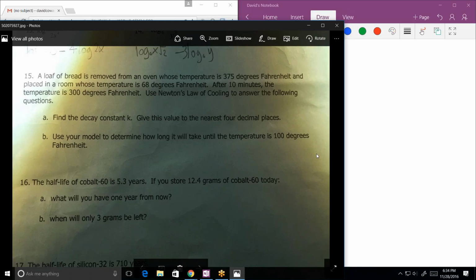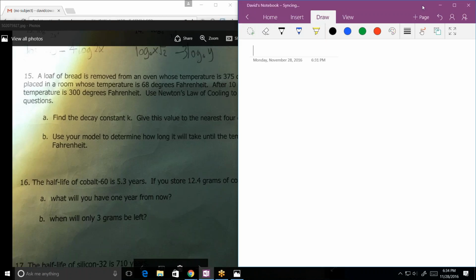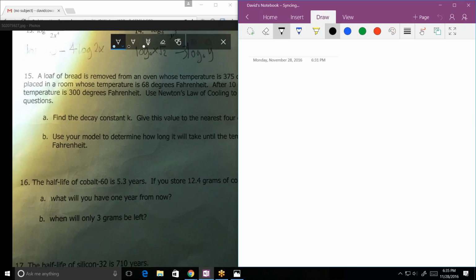Half-lives, very common when you're talking exponential decay. So let's look at that one, just because I know how to do it immediately. When it says the half-life of cobalt 60 is 5.3 years, that means that if you start with 100 grams, at the end of 5.3 years, you'll have 50 grams left. Okay? So, and radioactive decay is always continuous, where R is negative.